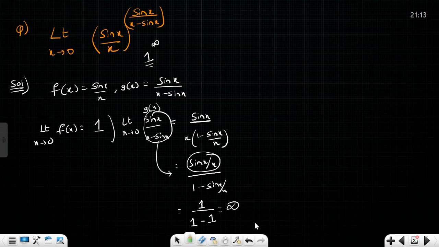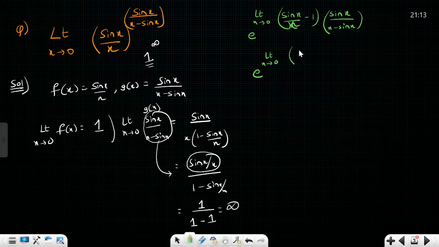Now we should go for our general format, that is e power limit x tends to 0 of f of x minus 1 into g of x. So e power limit x tends to 0 of sin x by x minus 1 can be written as, if you do LCM, sin x minus x divided by x, into sin x divided by x minus sin x.